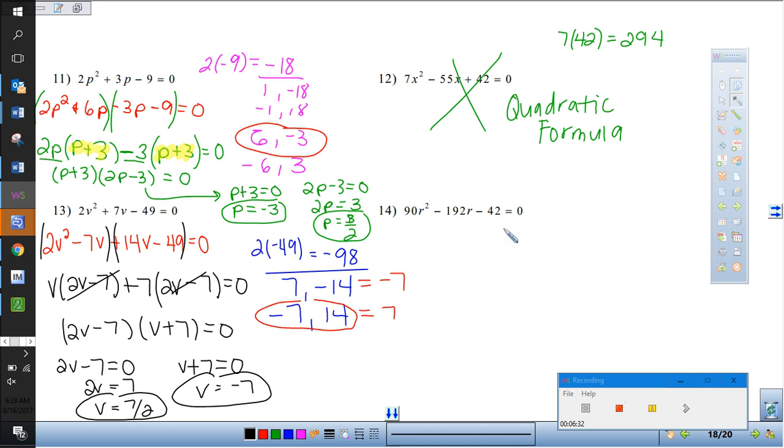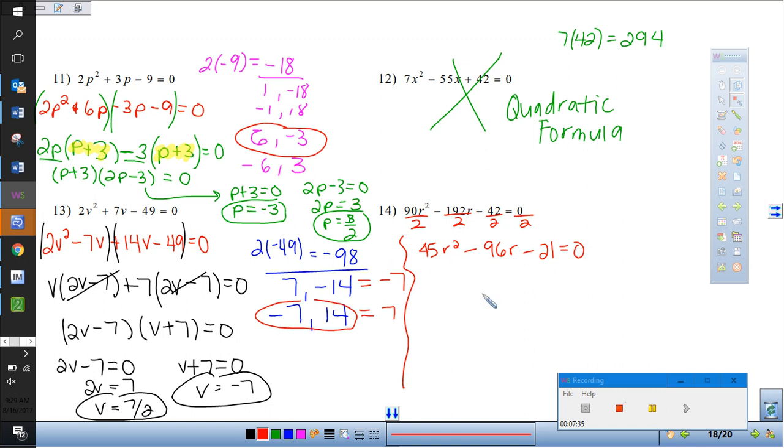Alright, so now let's look here. Let's see if there's any common factors. Okay, so first thing, they're all even. So let's take care of that. So I get 45r squared minus 2 goes in there 96 times minus 21 equal to 0.